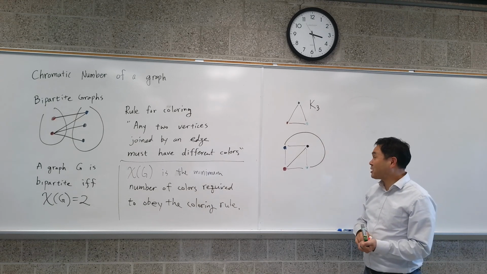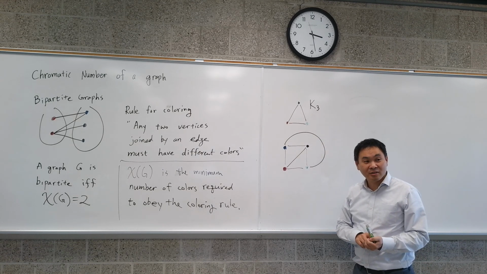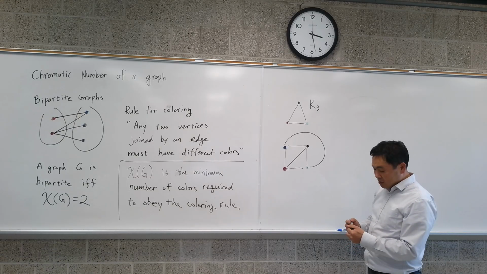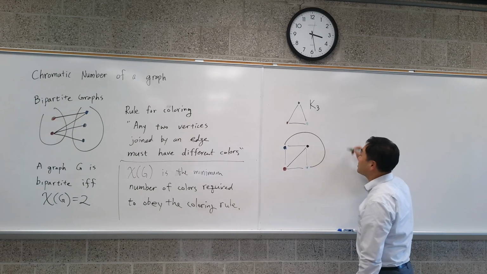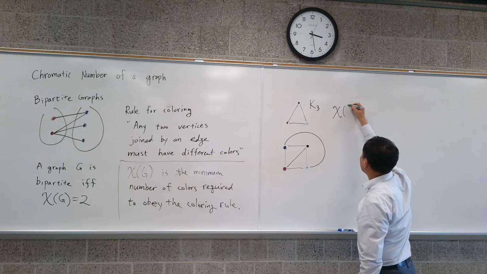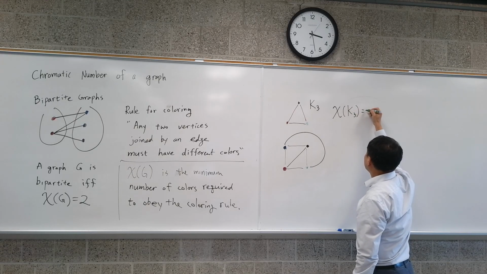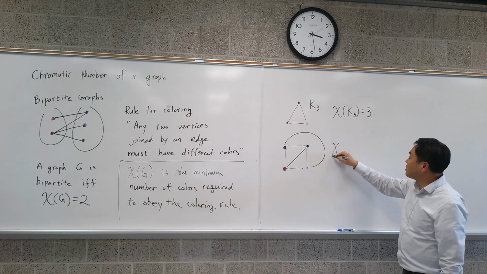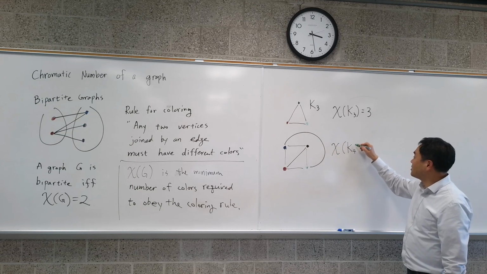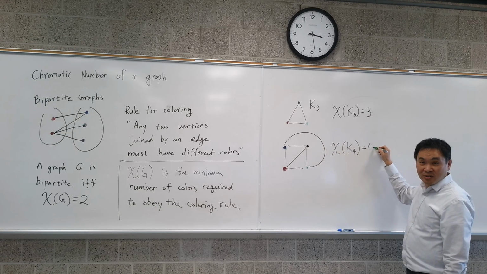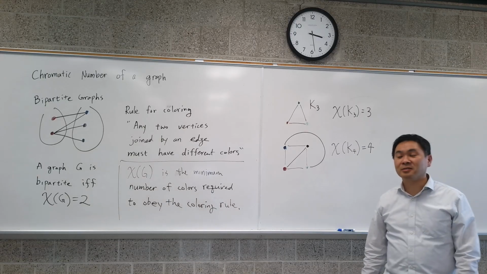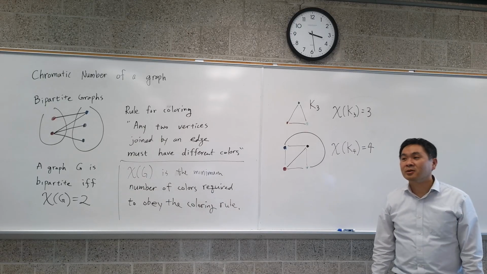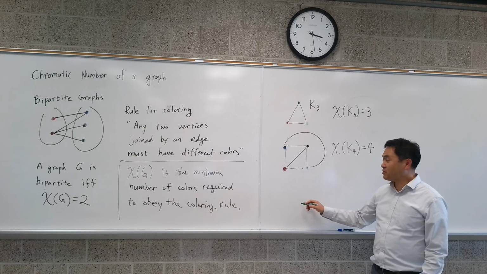So we are forced to have at least how many colors? 4, right? So what we just observed is the following. The chromatic number of K3 is 3, okay? And the chromatic number of K4 is 4. Okay, what do you think about K5?